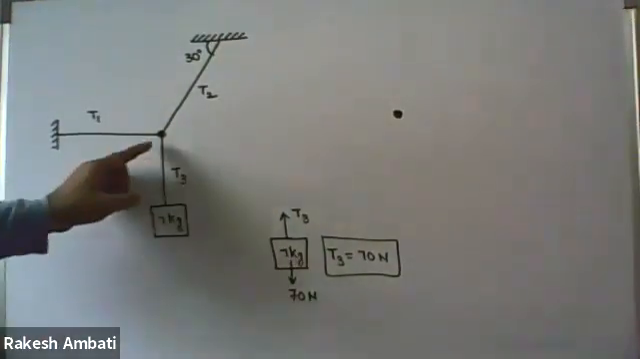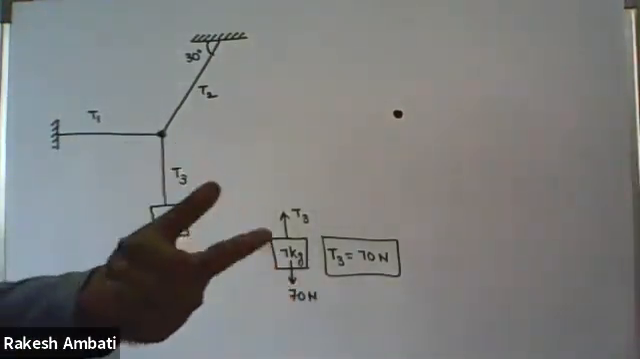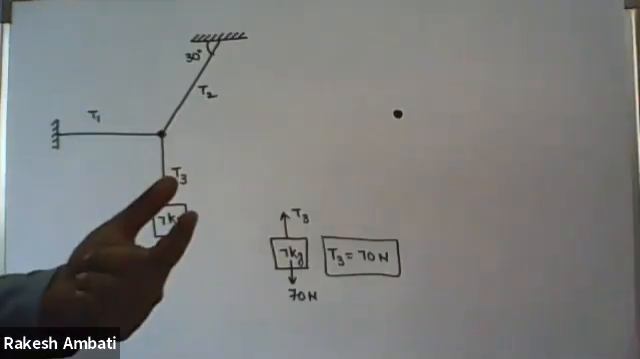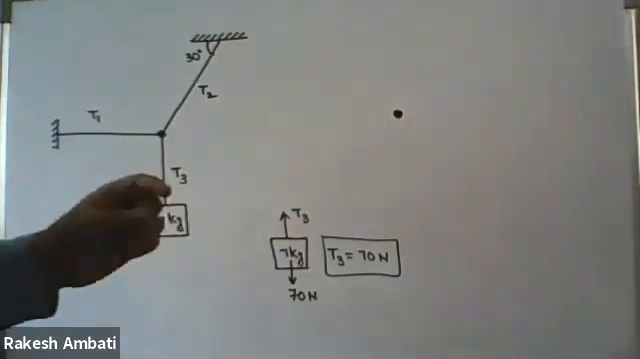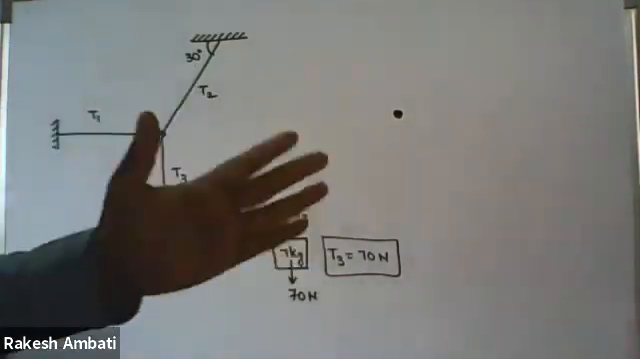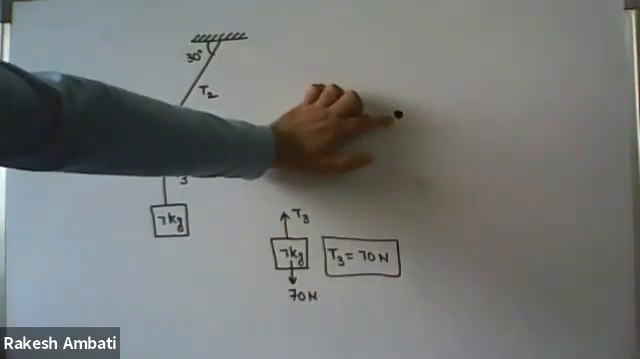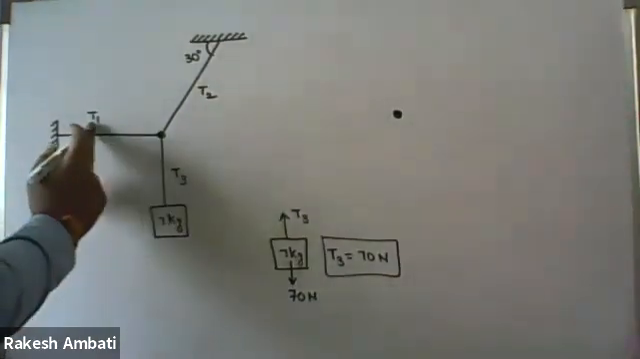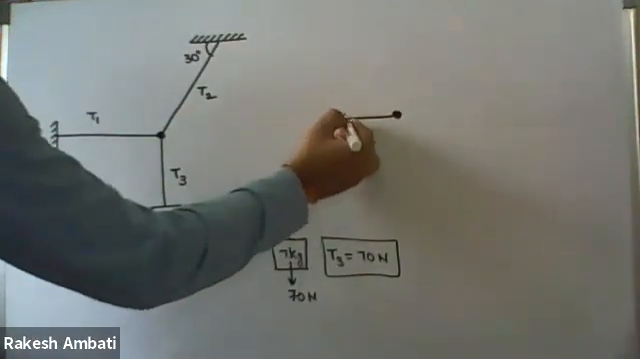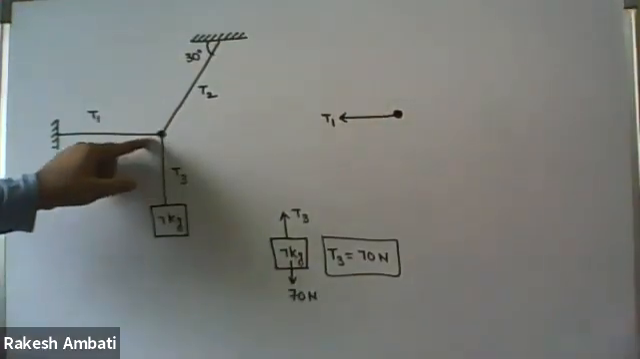For this tie point, left side, please refer: what is the direction of tension force? I told you already, the direction of tension force is always away from the object, always away from the tie point, along the string. If it is a tie point, what is the direction of tension force? Away from the tie point along the string. Okay, so it is the direction of T1.